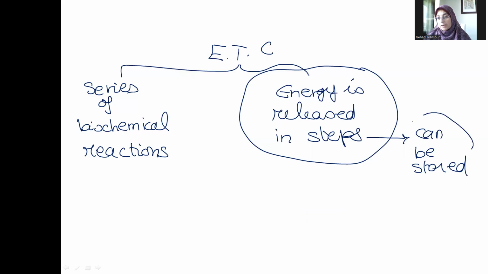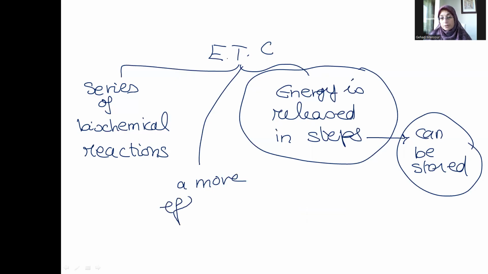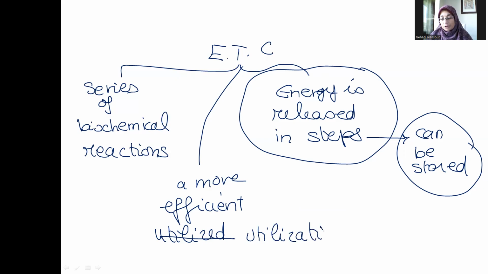stored. So the electron transfer chain, as we said, leads to a more efficient utilization of energy. You don't lose energy and you store it in ATP.